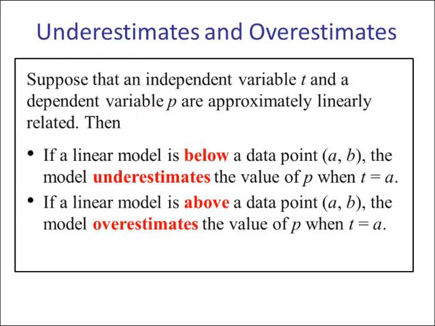Suppose that an independent variable t and a dependent variable p are approximately linearly related. Then, if a linear model is below a data point (a, b), the model underestimated the value of p when t is equal to a. If the linear model is above the data point (a, b), then the linear model overestimates the value of p when t equals a. Now this sounds very confusing, but we'll look at an example and this will make more sense.